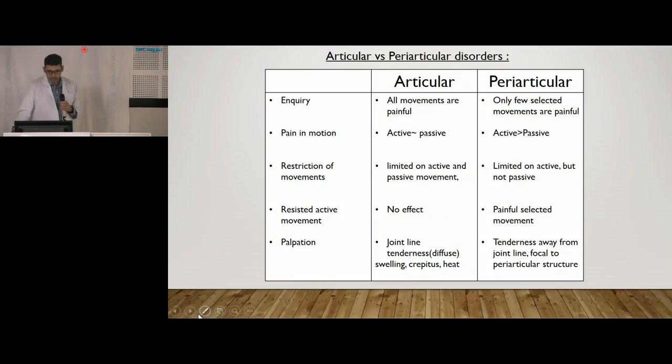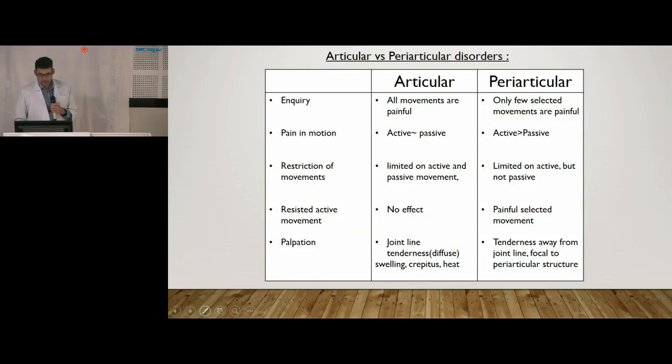Restriction of active movements, there is no effect because it is coming from inside. So definitely not much relief would be there, but yes, subjectively some relief would be there if at all rest is provided.